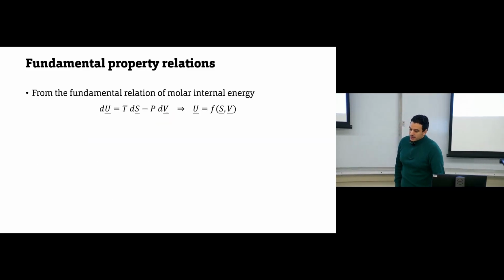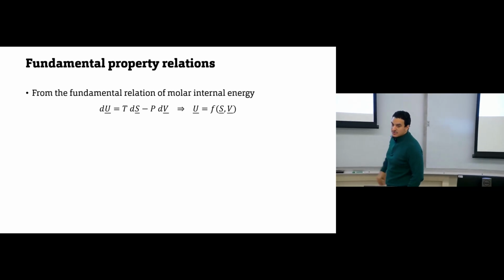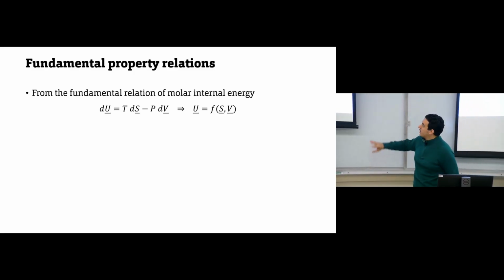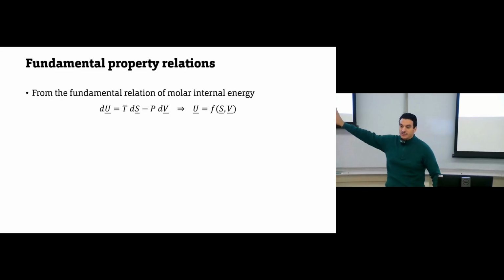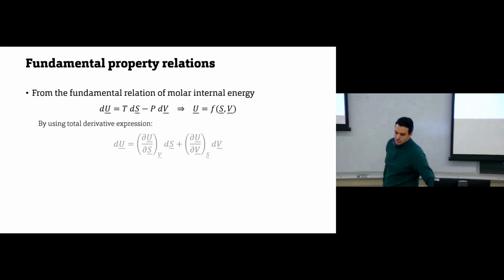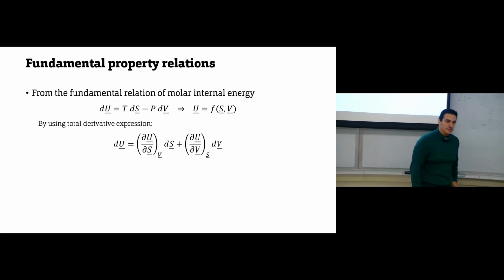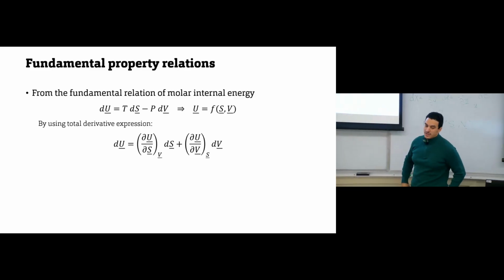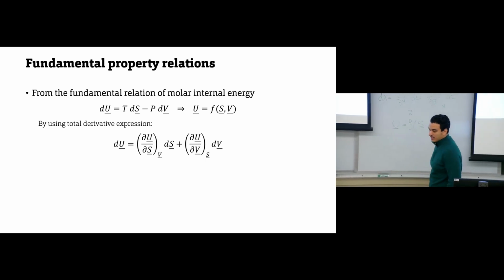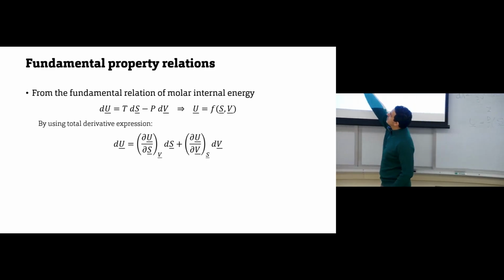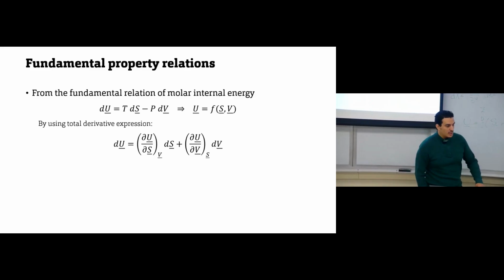From this fundamental property relation, we can understand that the internal energy is a function of entropy and molar volume. If you change the entropy, the internal energy will change. If you change the molar volume, the internal energy will change. So now if we get back to the total derivative, du is the change of internal energy with entropy, plus the change of internal energy with specific volume. Okay.